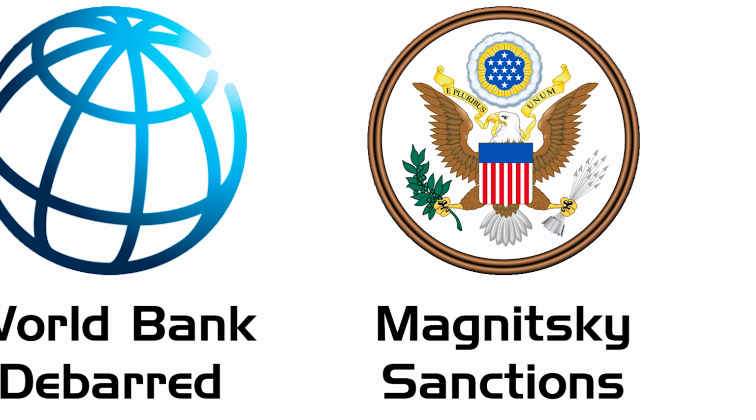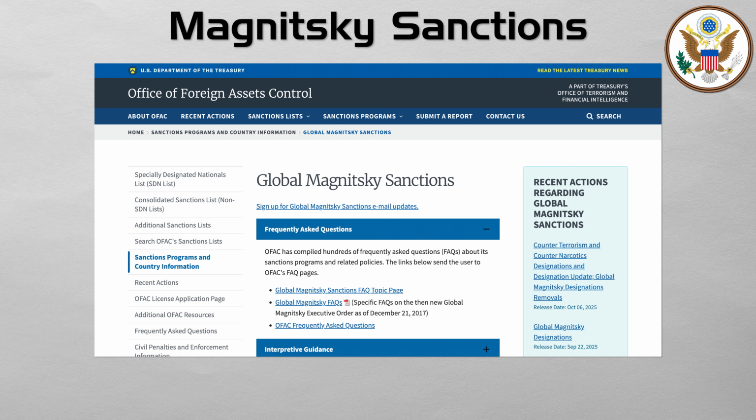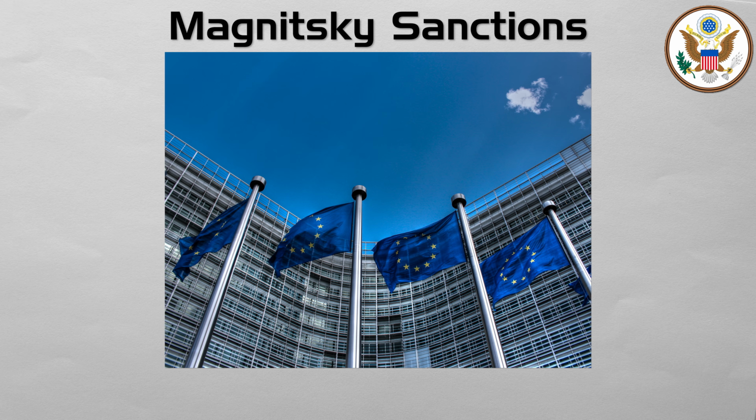Magnitsky Sanctions. While originating in the United States, the Magnitsky model has become a major international tool. A Magnitsky-style sanctions list does not target an entire country, but rather specific individuals responsible for gross human rights violations or significant corruption, regardless of their location. The original U.S. Global Magnitsky Act has inspired similar laws and sanctions lists in the United Kingdom, the European Union, and Canada, creating a new, coordinated international framework for holding individual human rights abusers accountable by freezing their assets and banning their travel.